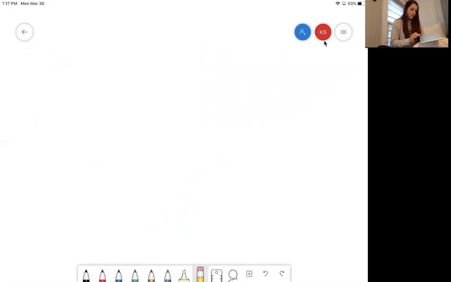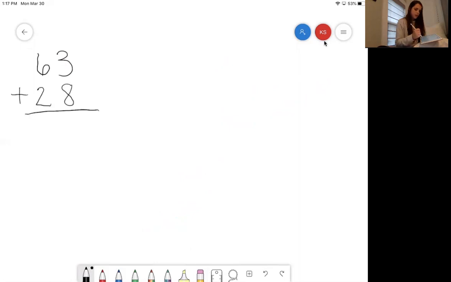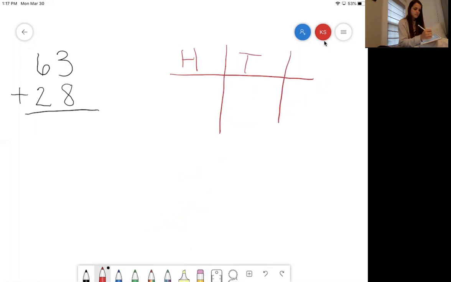If I have the number 63 plus 28, I'm going to use my HTO chart to help me solve this. Okay, the first thing I'm going to do is ask myself, how many tens do I have in the number 63? Right, I have 6 tens in 63, so I'm going to draw that out.